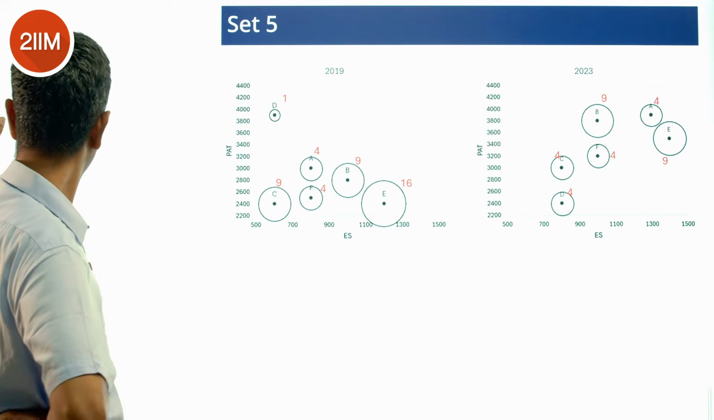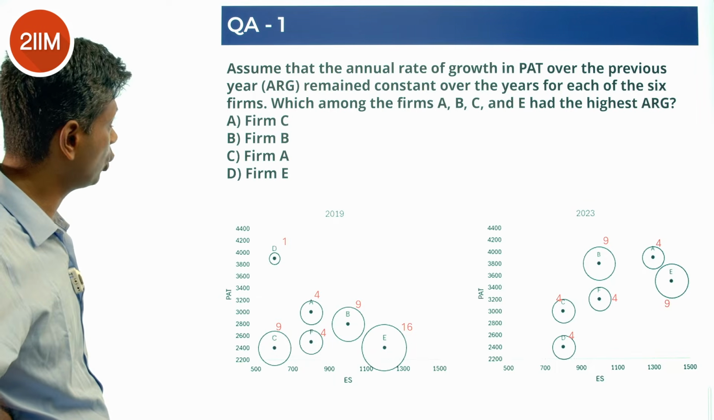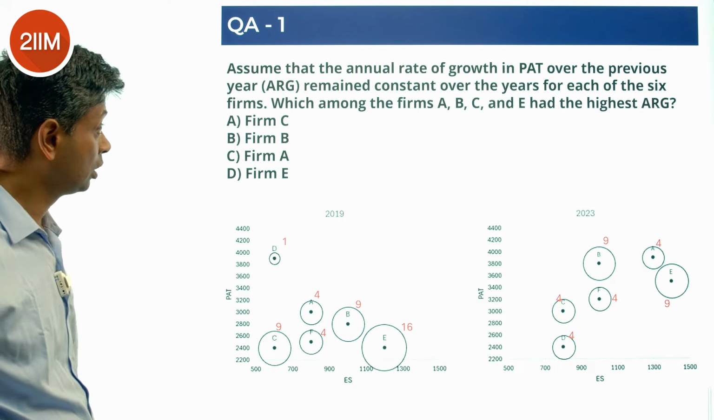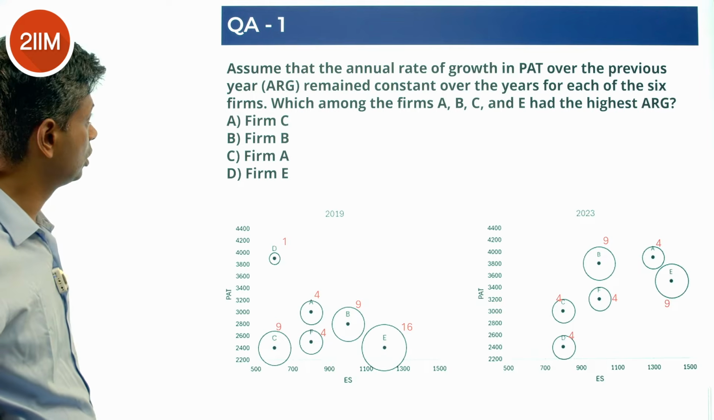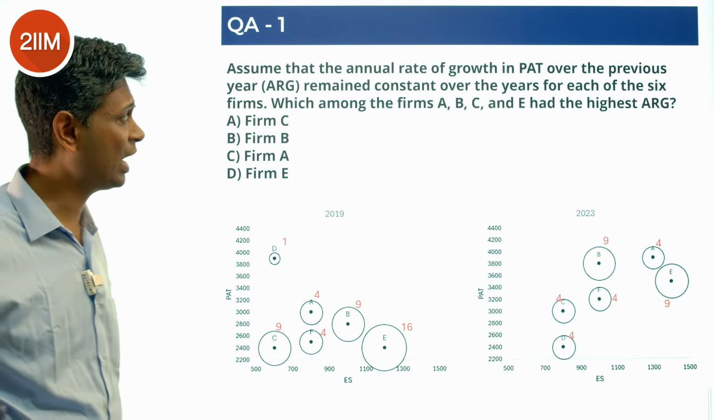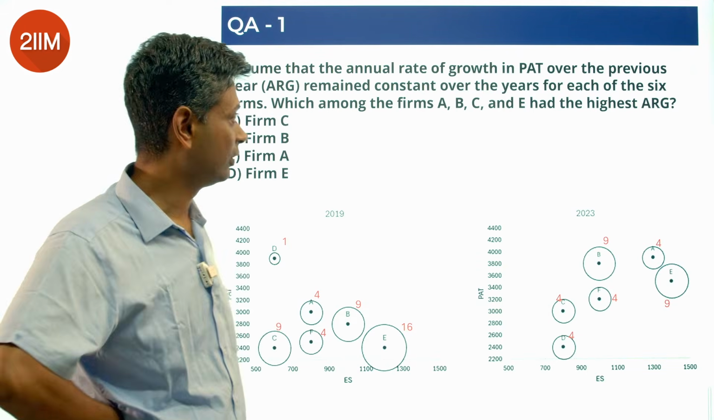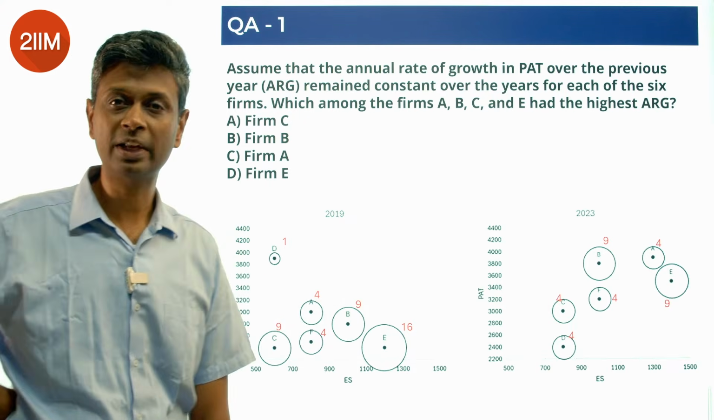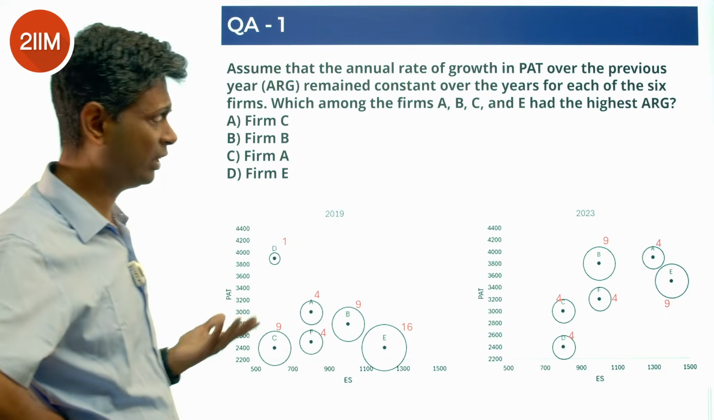Right? Lovely. Assume that the annual rate of growth in PAT over the previous year remained constant over the years for the 6 firms. Which among the following firms had the highest ARG? They're talking about average or CAGR, it doesn't matter. So they're basically saying do 2023 PAT by 2019 PAT. Whichever is highest, that's our answer. And we don't need to find the value.